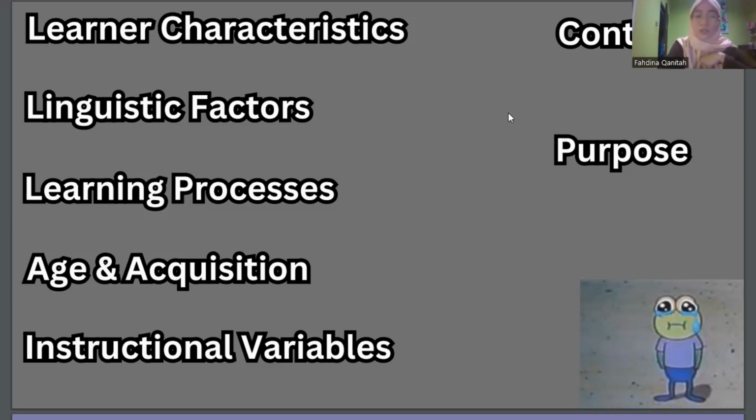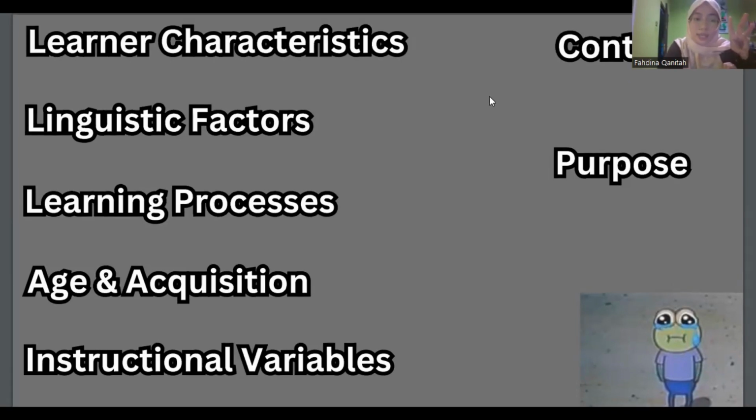What is in the learner characteristics? We need to ask ourselves as a teacher, who are the learners that we are teaching? What is their ethnicity? What is their first language and their religious heritage? And what is their native language? What is their level of education? And what are their intellectual capacities? Those are in the learner characteristics, okay?